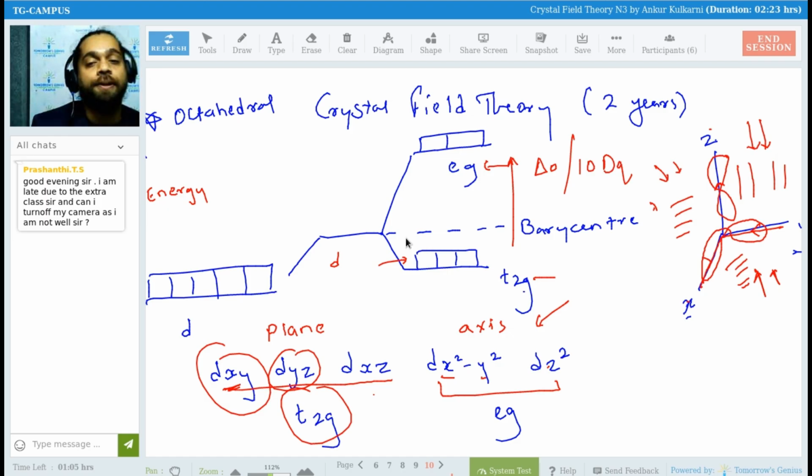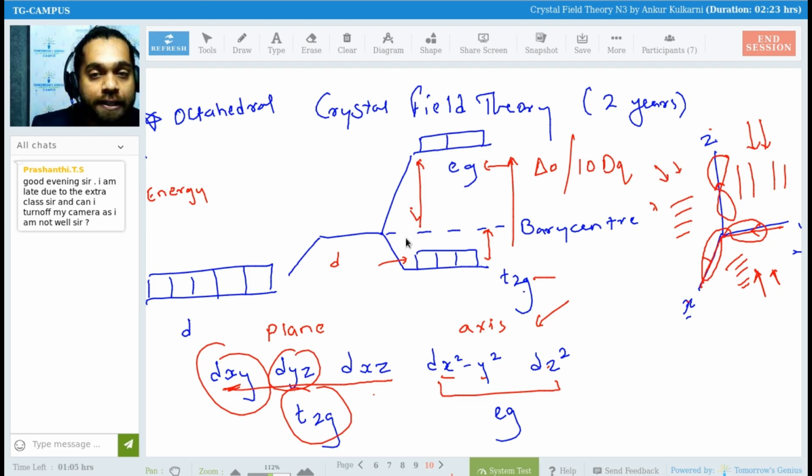Okay, so this difference between T2G and EG, we call it del O or 10 DQ. Those are just the names. Now you can see that for the lower T2G and the barycenter, the difference is small. Look over here: the difference between barycenter and T2G is small, and the difference between barycenter and EG is large.